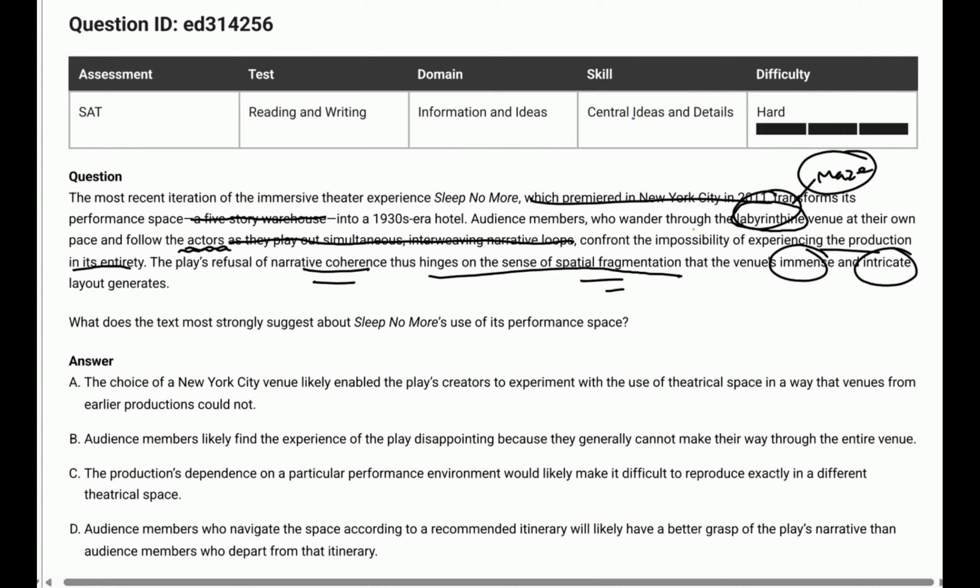Okay, so again, now you're asking yourself the question, what am I exactly looking for then? What we are looking for is which answer choice is showing what the text is actually trying to say about this theater's use of performative space. What about it? What is going on? What is this text trying to tell me exactly?